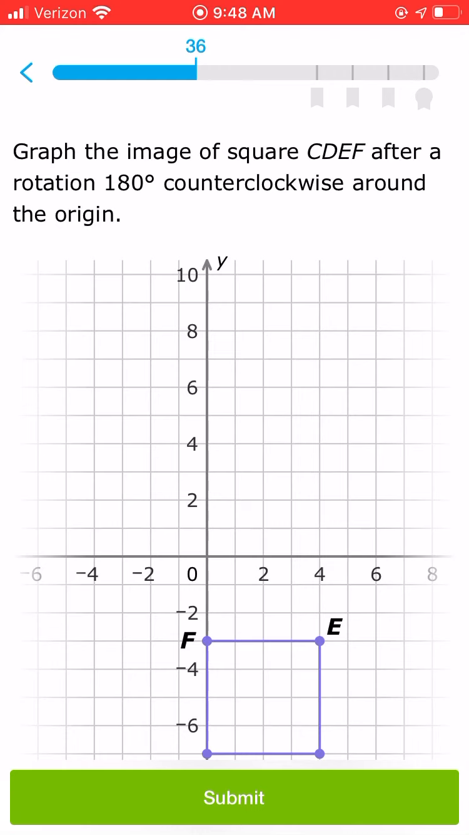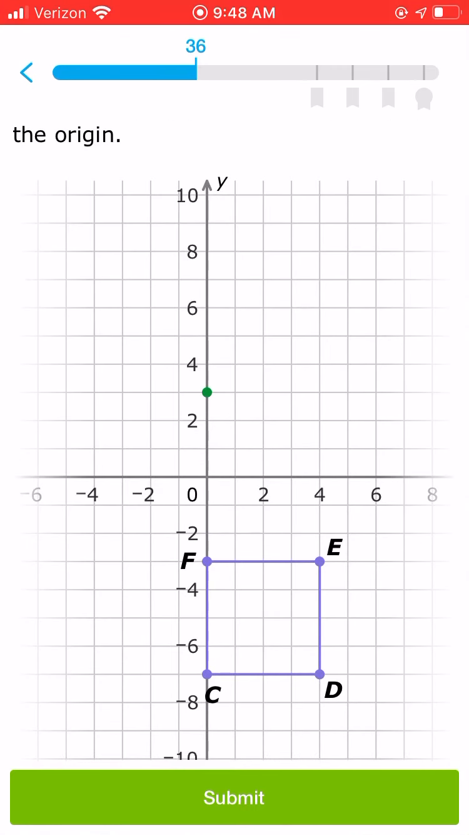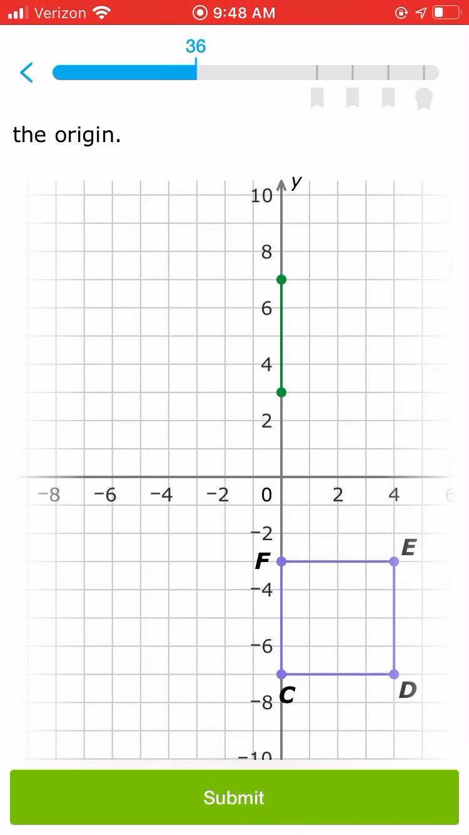So, like for this one, F is 0, 3. It's going to be 0, 3 up here. And C is 0, 7. It's going to be 0, 7 up here. And then D is 4, 7. So it's still going to be, hang on, need to get that moved, 4, 7. And then, of course, you can see you can finish off like that.